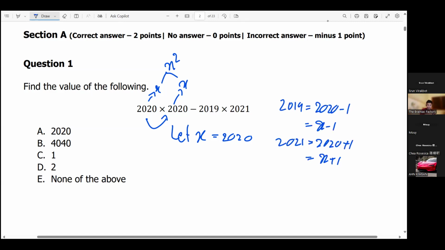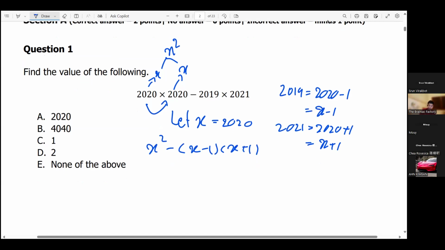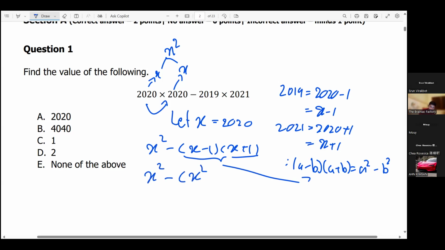So put all of them into the expression, you'll get x squared minus (x minus 1)(x plus 1). From here, you can actually just expand this, or you can use the formula where (a minus b) times (a plus b) equals a squared minus b squared. So if you substitute this formula inside this, you'll get x squared minus (x squared minus 1).